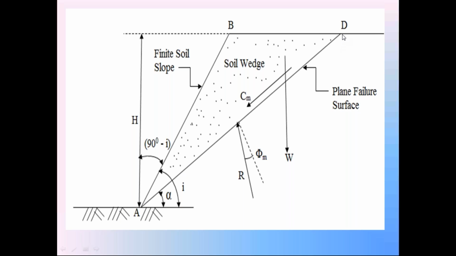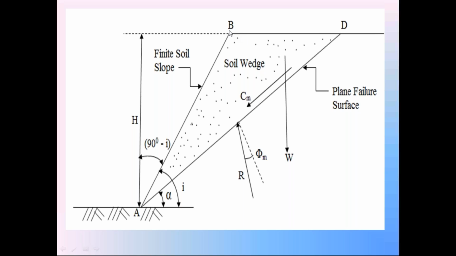Find the area of the triangle ABD, isosceles triangle ABD. At corner A, this angle is i minus alpha. So the area of the triangle ABD is equal to half into length AB into length AD into sin(i minus alpha). That is the area of this triangle ABD. So calculate the area of this triangle ABD and consider unit thickness in the perpendicular direction. Then the volume of this soil wedge is the area into unit thickness. In the borrow area, we know this gamma, the unit weight of the soil.